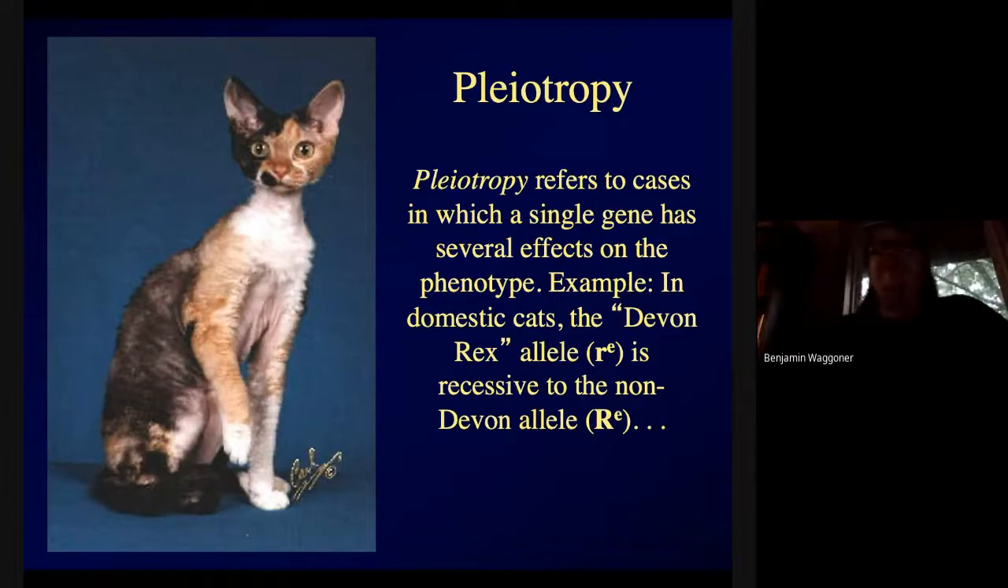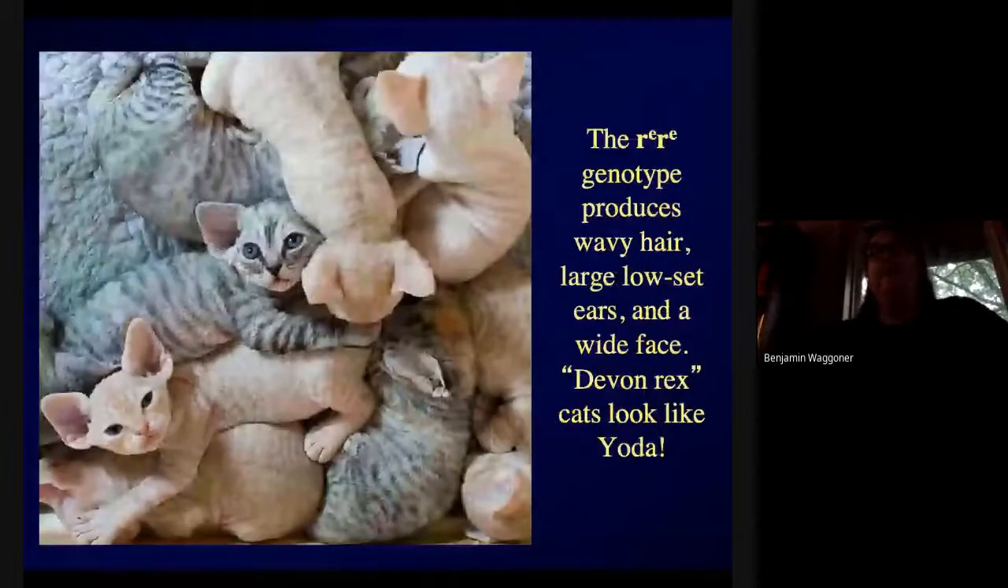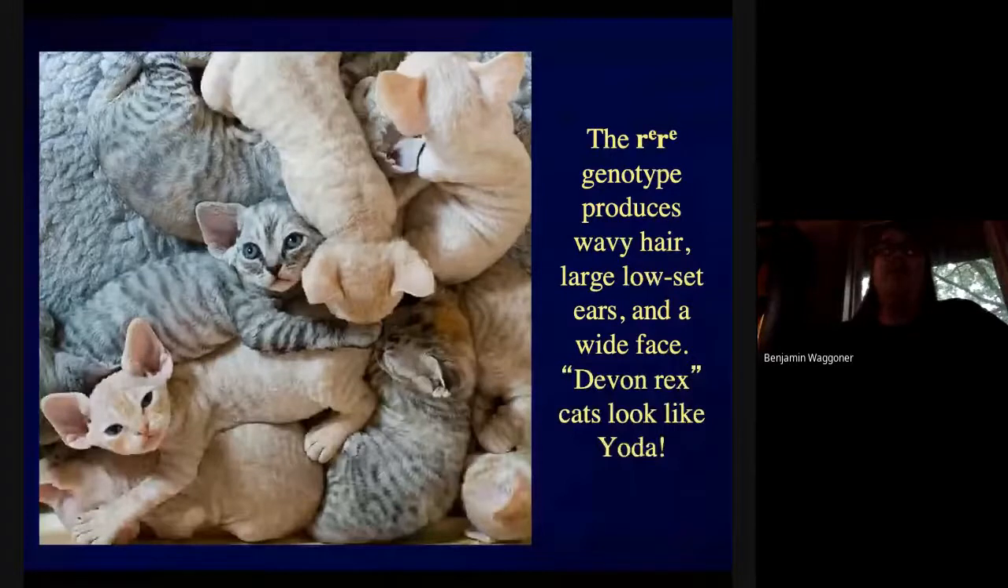And if you have 2 copies of the Devon Rex allele, it gives you wavy fur, but it also gives a cat huge ears that are set low and a wide face. Devon Rex cats sometimes are said to look like Yoda. So here you've got some Devon Rex kittens. I'm just imagining you all going, "Aww." And you can see they've got great big ears and this very wide face with the low set ears that makes them look like Yoda.